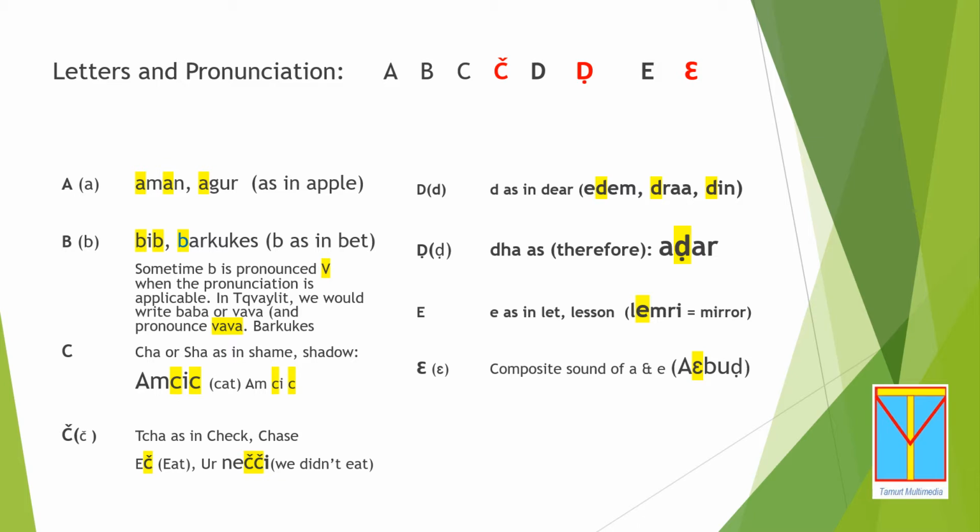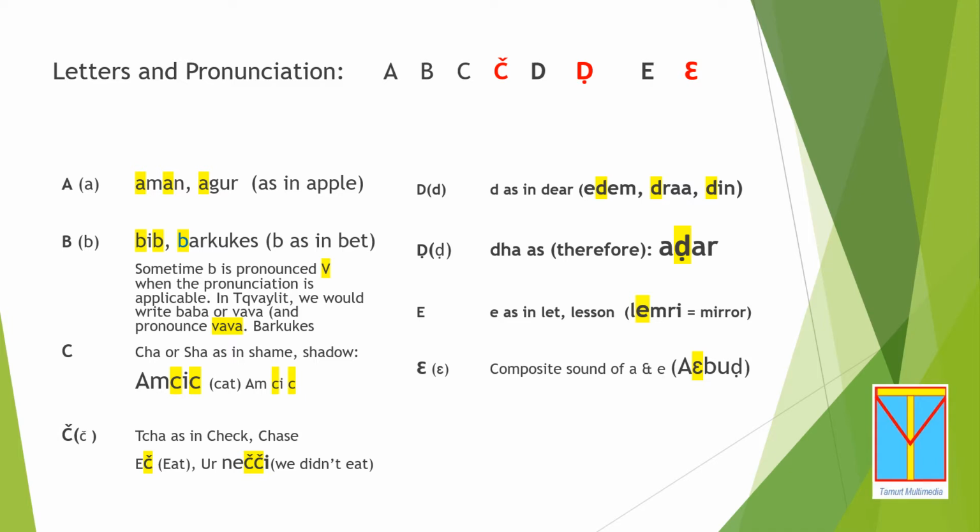The letter C is Sh, as in shame and shadow. So we say Amshish for cat, Amshish. The letter C with a check mark on top is Ch, as in check and chase. So we say Uch, Urnachi. The D as in deer, same as in English, so we say Dim, Dra, Din. The D with a dot underneath is Dh, as in therefore. So we say Adar.